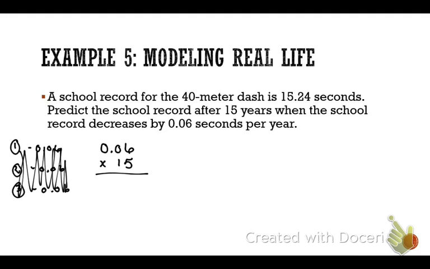All right, what did you guys get? 0.90. Did you get 0.90? I already knew what the answer was supposed to be. Okay, so 0.90. Let me ask you this. Is it positive or negative? You got to look back to the problem. The school record decreases. So this is negative because it's decreasing.